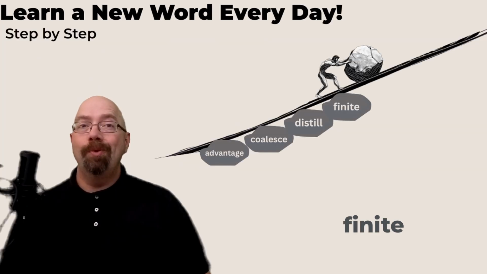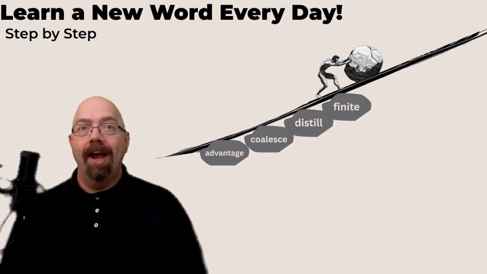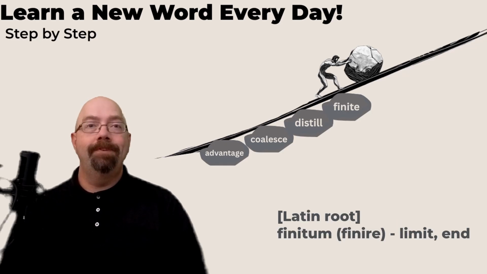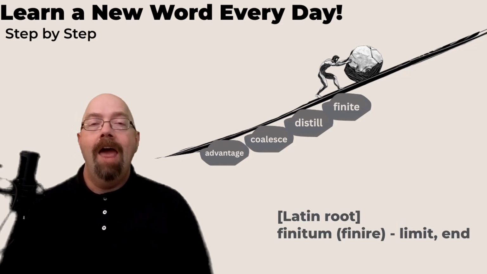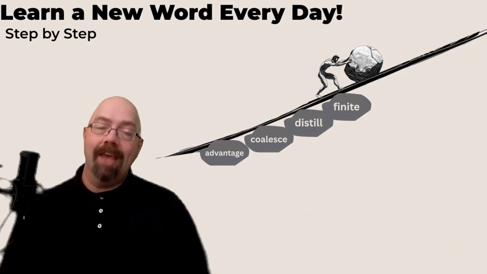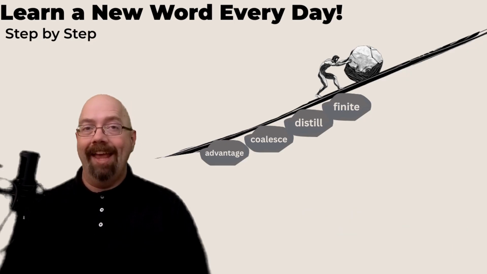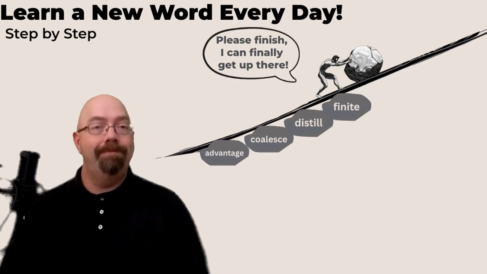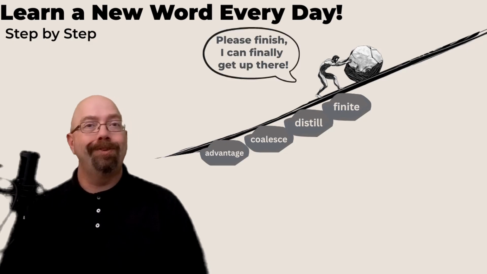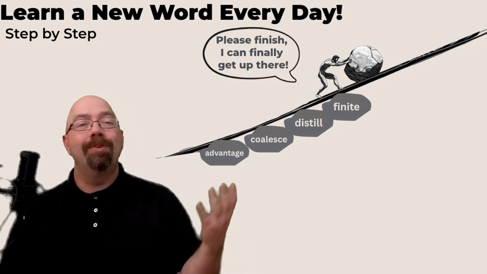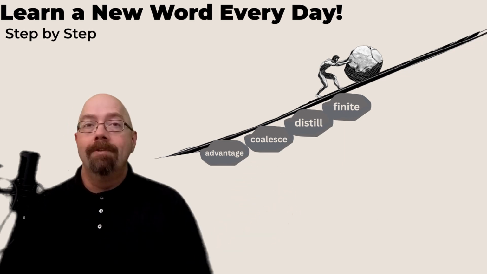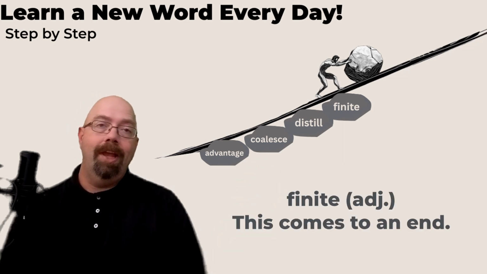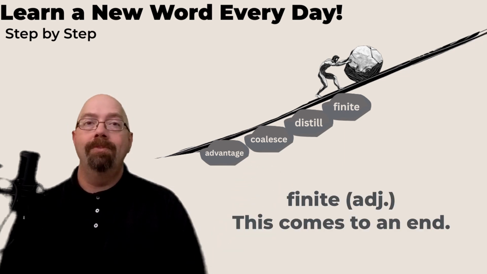Let's break down the word finite. Finite comes from the Latin root finitum, and that means to limit, to set limits, to cause an end, to find the end. Finite, finish, final. These are all words that come from the same Latin root. Finite is an adjective, and it means that this thing comes to an end.